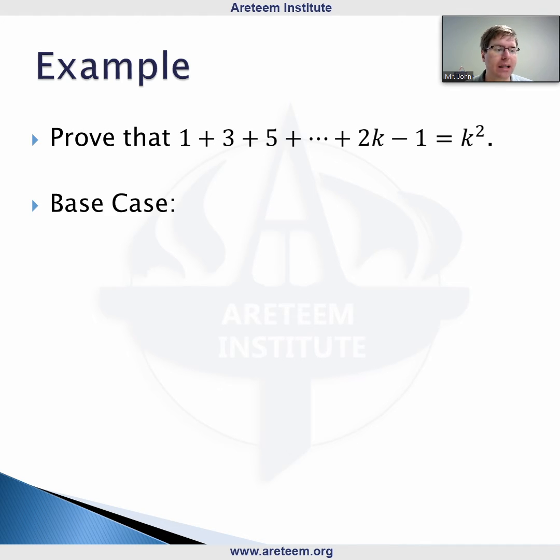So what is our base case in this scenario? Right, so we want to prove that this is true at the beginning. So here, for example, we could say, what happens when k is 1? Well, 2k minus 1 is 1. So 1, is this equal to 1 squared? Well, yes, it is. So we have our base case.